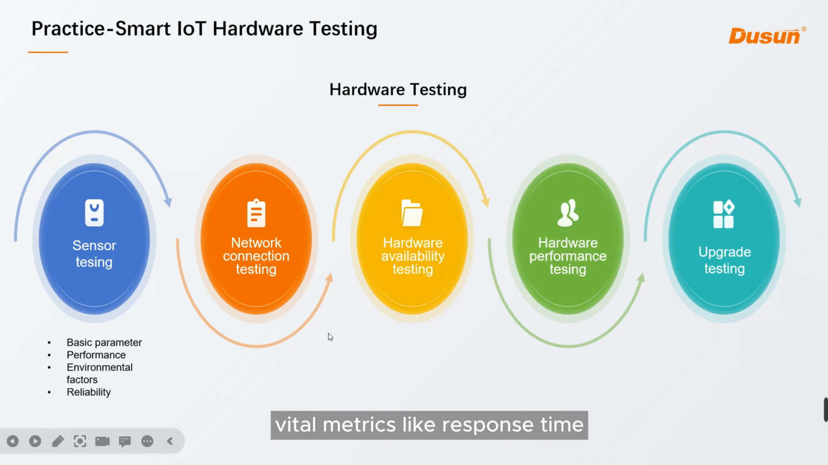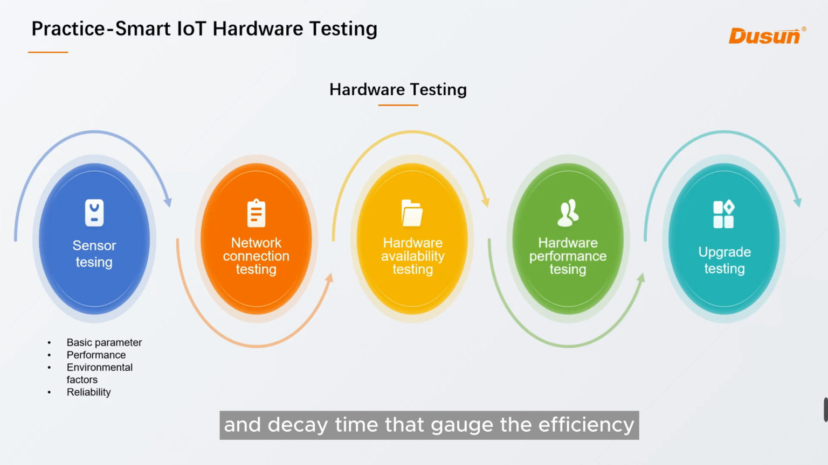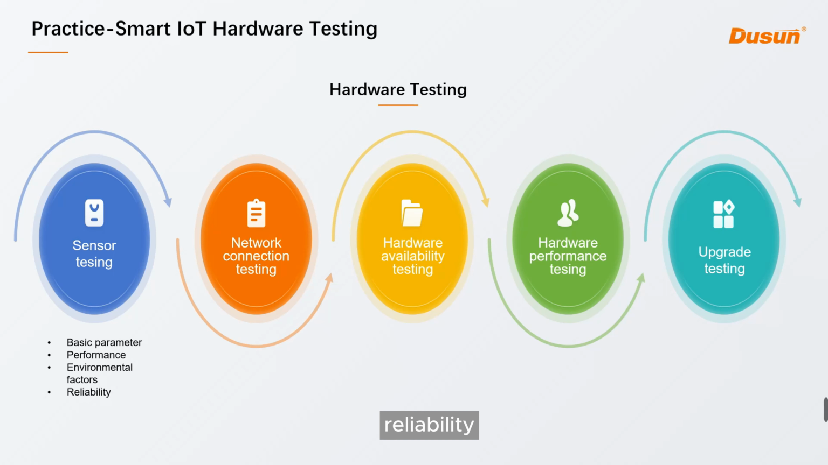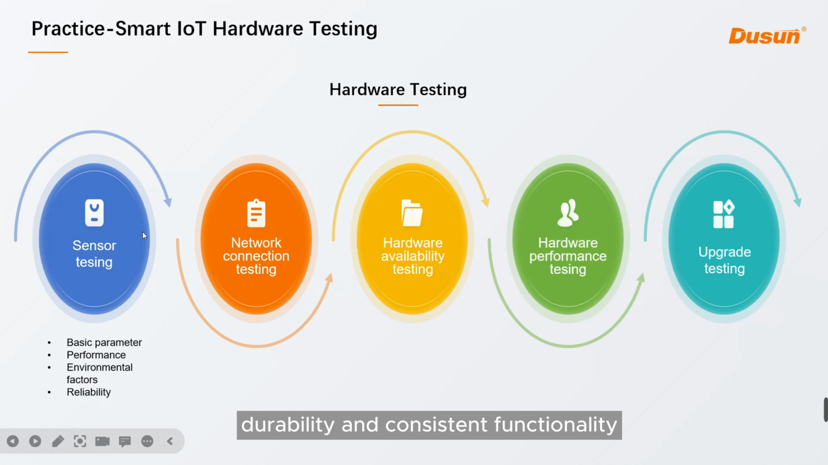Performance, testing vital metrics like response time and decay time that gauge the efficiency and effectiveness of sensor operations. Environmental factors, testing temperature resistance and anti-interference capabilities ensures reliable performance across diverse scenarios. Reliability, assessing metrics such as lifespan and mean time between failures provides insights into sensors' durability and consistent functionality.